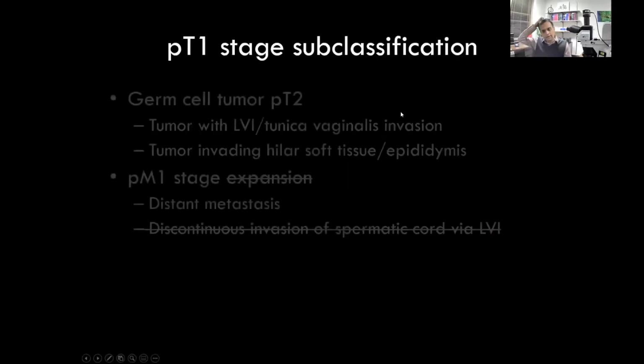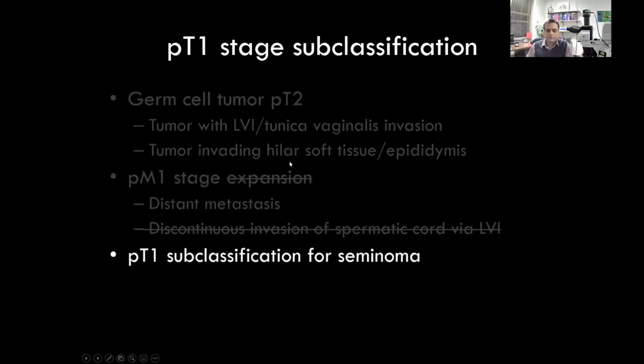All right, and then finally, a much simpler change is the PT1 subclassification just for seminomas. So it was found that seminomas that are less than 3 centimeters behave much better than seminomas that are greater than 3 centimeters. So it is essential that we subclassify seminomas according to size as PT1A or 1B.